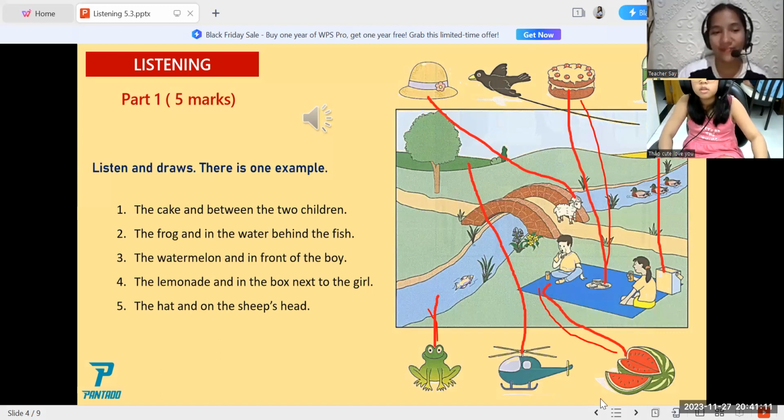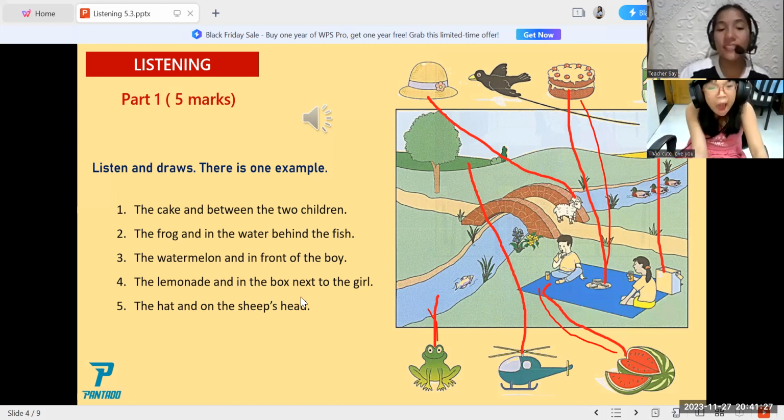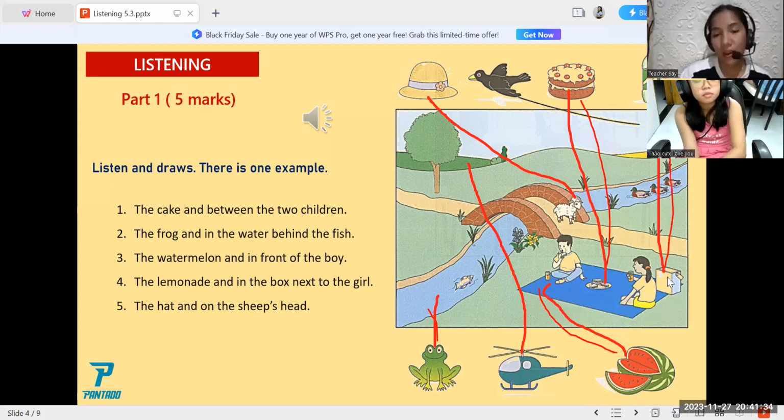Is the lemonade and in the box next to the girl. Okay, so the lemonade and in the box next to the girl. Okay, so here. Very good again.